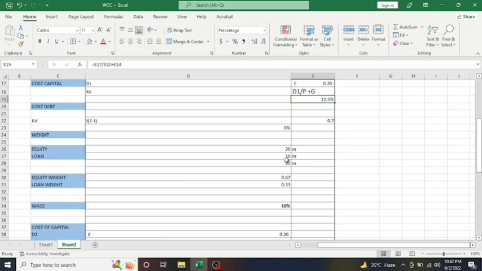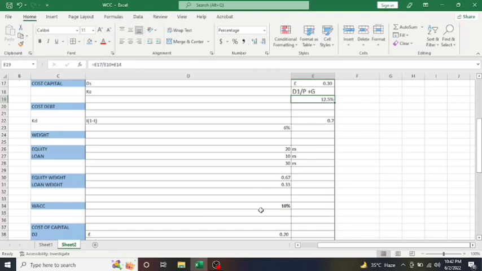And for the loan weight, we are going to do the same thing. We are going to divide the loan by our total, that is 30 million, 10 divided by 30, and we will get 0.33.